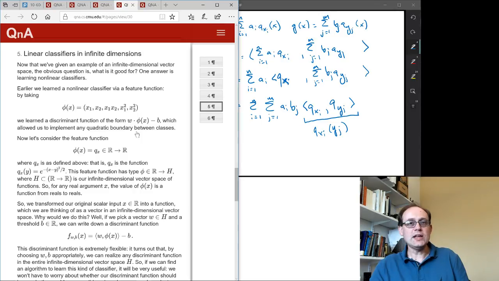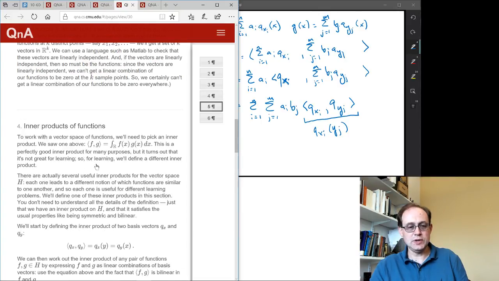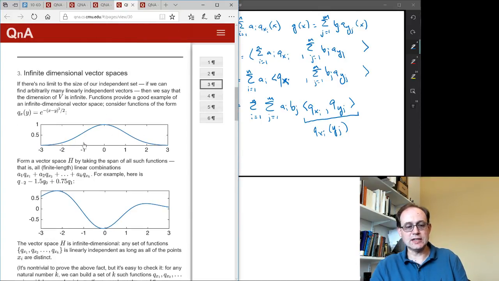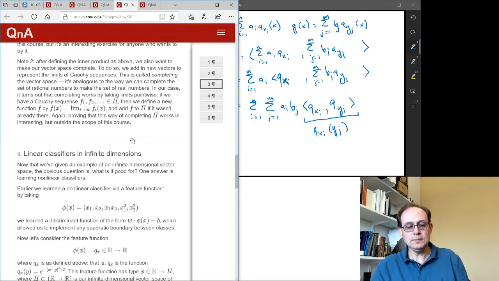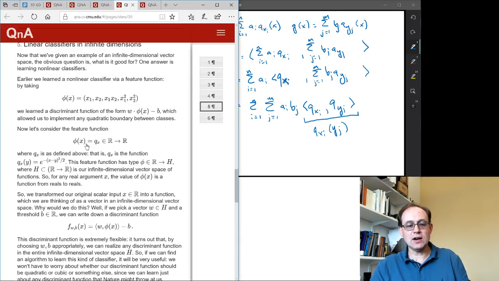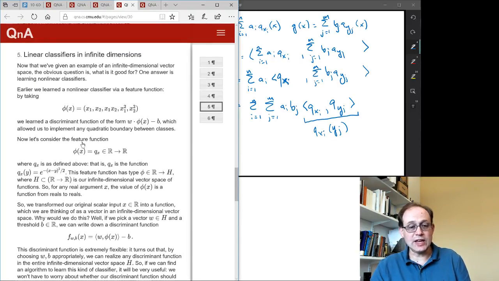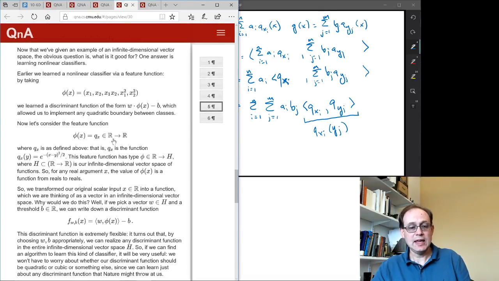So what if we say that the feature function of x is q sub x, right? So q sub x is the function we defined up here, shifted so that x is the center. So what we've done now is we've taken our point x, which was in R2, or actually I guess in this case just R1, and we mapped it up to an infinite dimensional vector space. Kind of funky, right? Still a valid feature function, right?